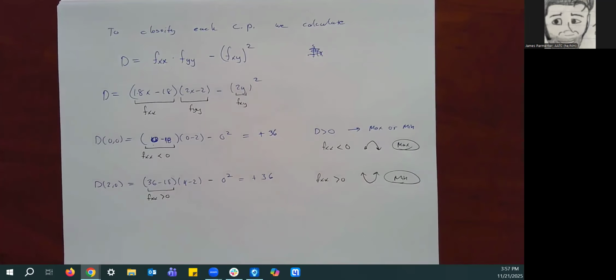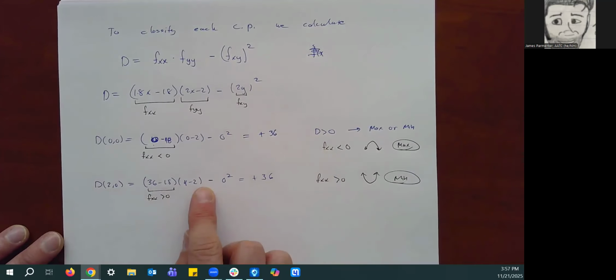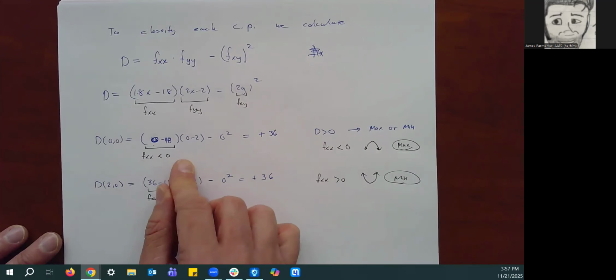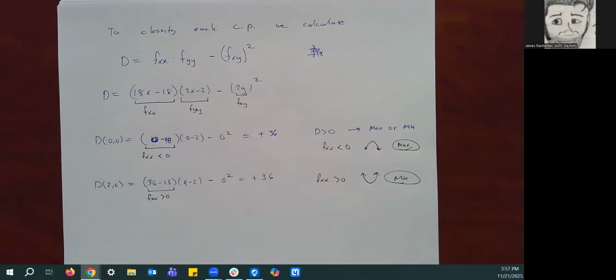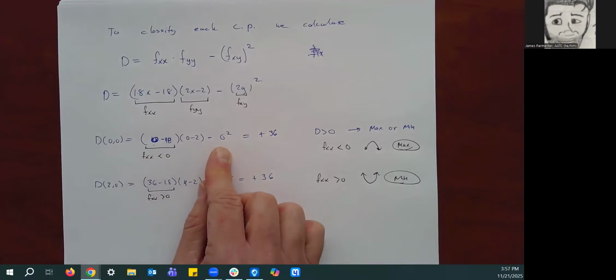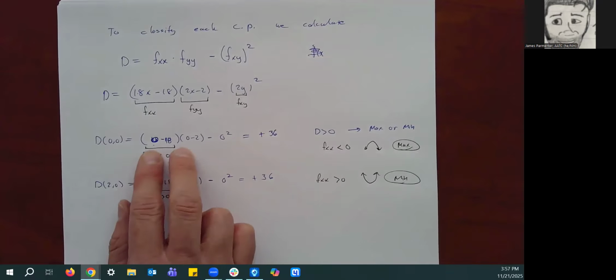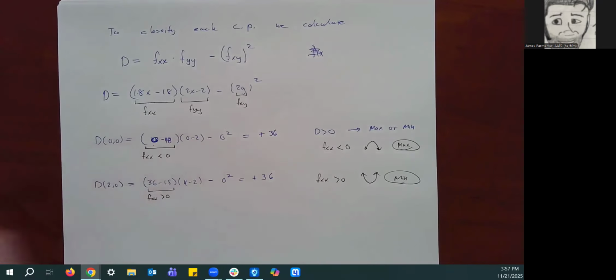Usually, how do I say this right? I'll point out that for D to be positive, for this quantity to be positive, fxx and fyy must have the same sign. Because you have something times something minus a number squared. The only way you can be positive when you're subtracting a number squared is if the original thing was positive. And the only way that this product is positive is if both things are the same sign. So that's why we only ever check either fxx or fyy.